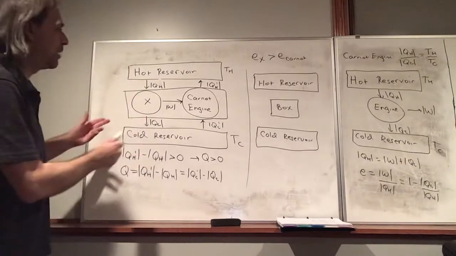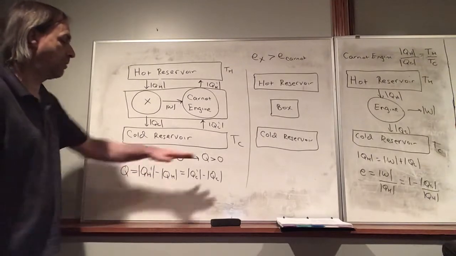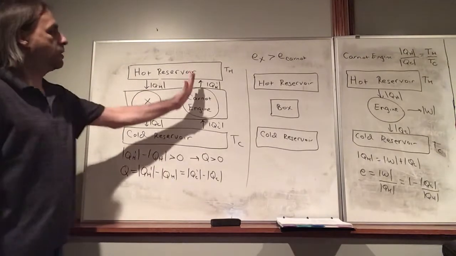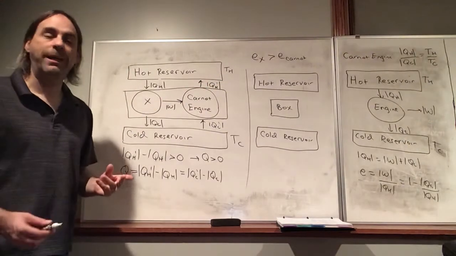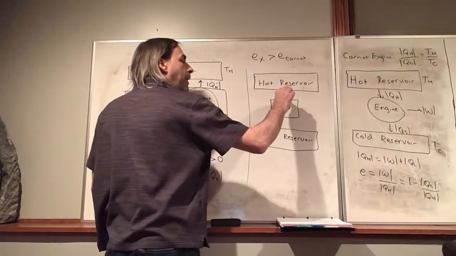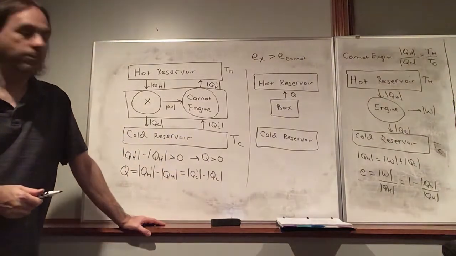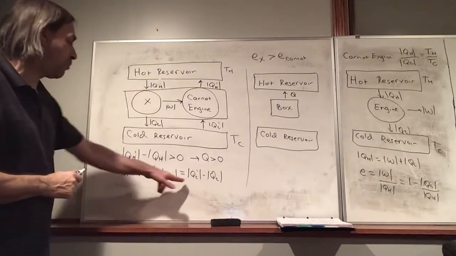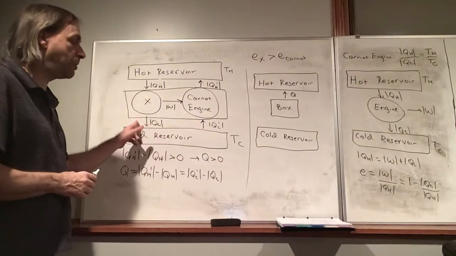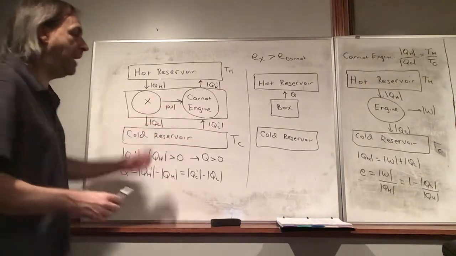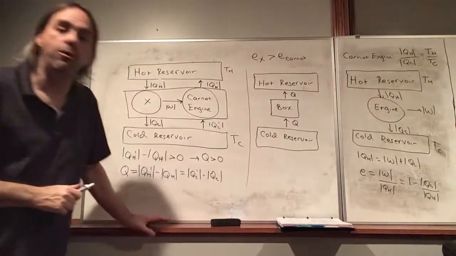Okay, so let's look at the hot reservoir. We know QH prime minus QH is greater than 0, or Q is greater than 0. So QH prime is what's going into the hot reservoir. QH is coming out. So the net heat flowing into the hot reservoir is Q. And similarly, QC prime minus QC, same thing. QC prime minus QC is greater than 0. So we've got this net flow of heat out of this cold reservoir, which is also equal to Q.